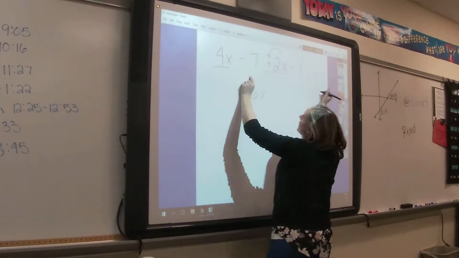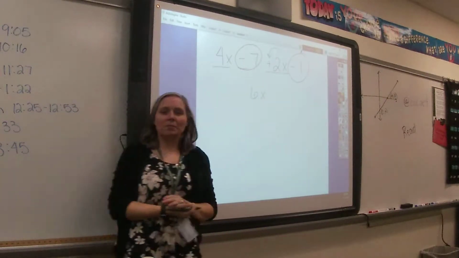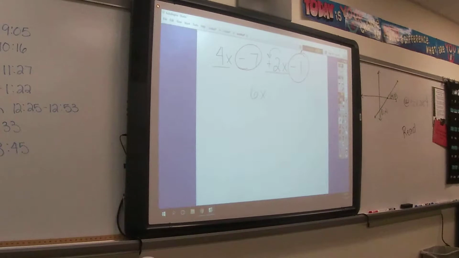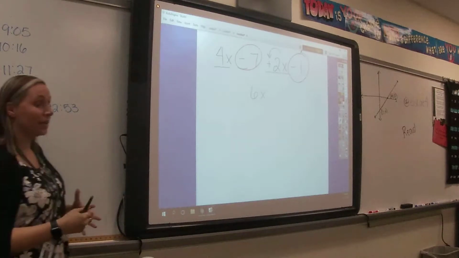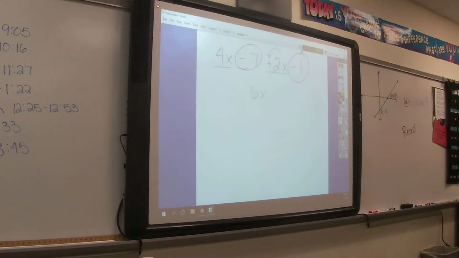Okay, I can combine this -7 and a -1. How do I want to combine -7 and -1? Okay, so I could change it to adding the opposite and think of it as a negative. I could say -7 plus -1. I could say -7 minus 1. Those are the same thing.